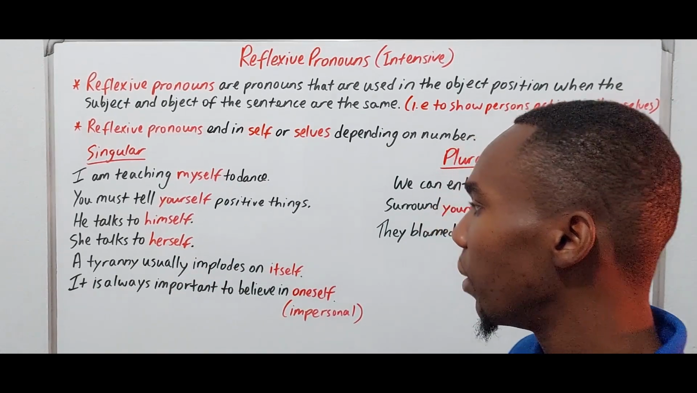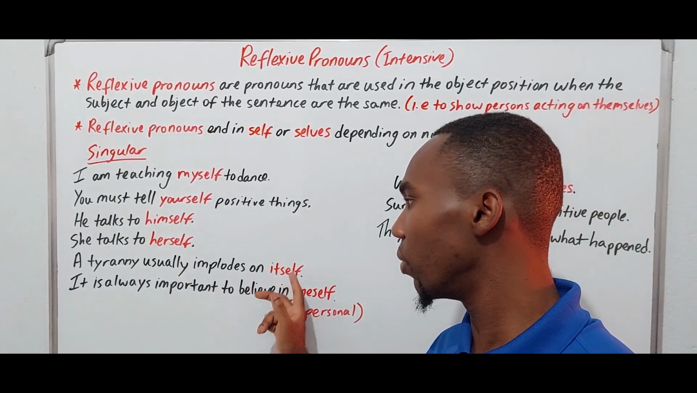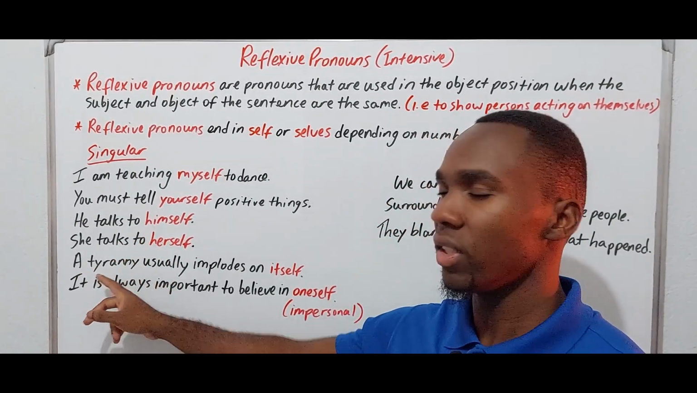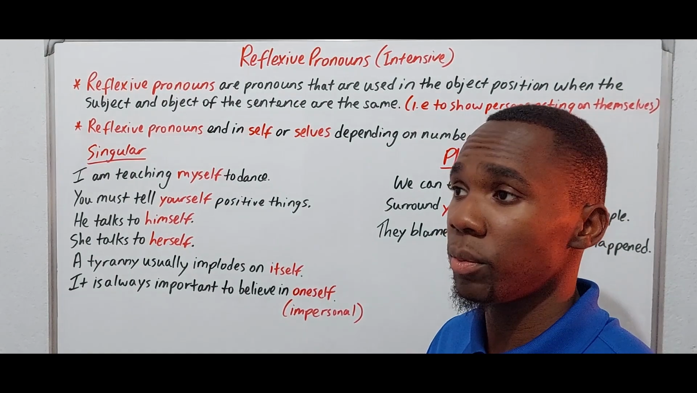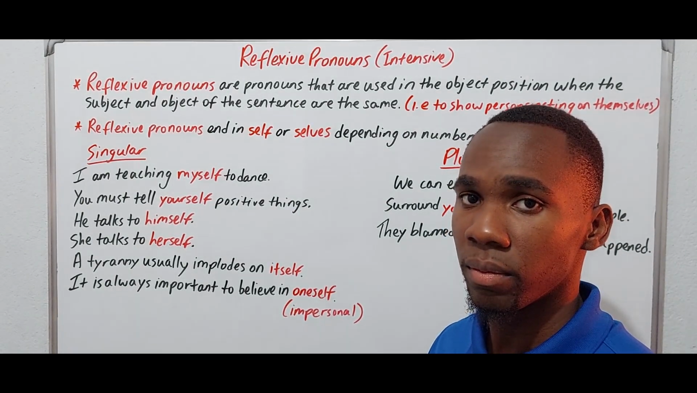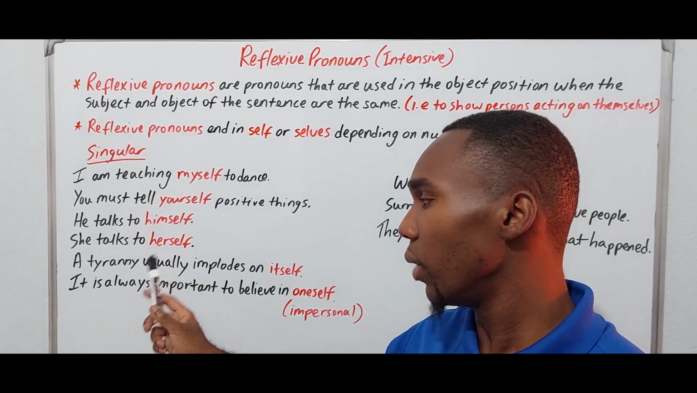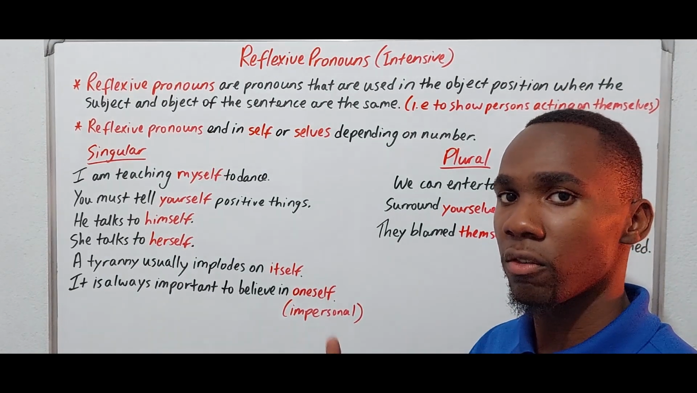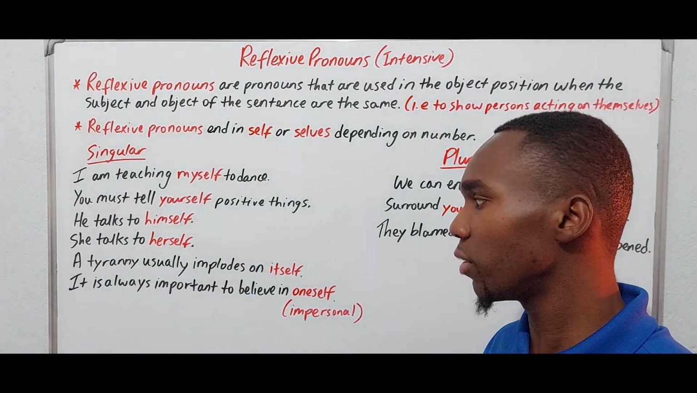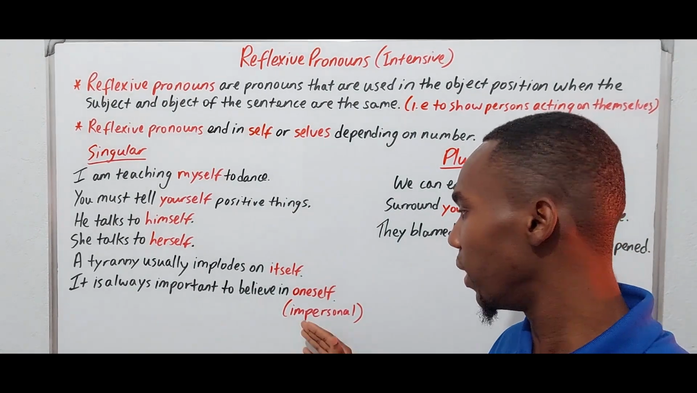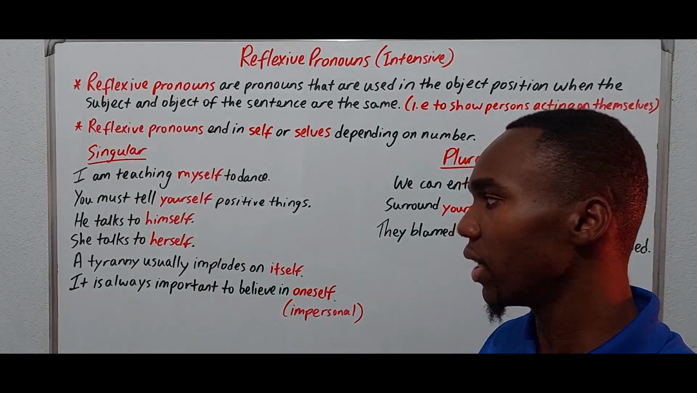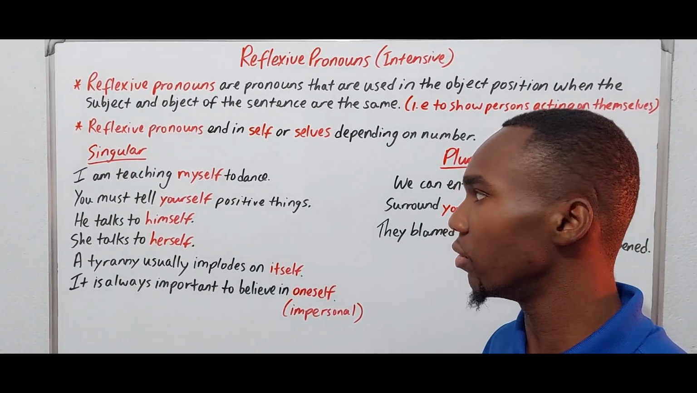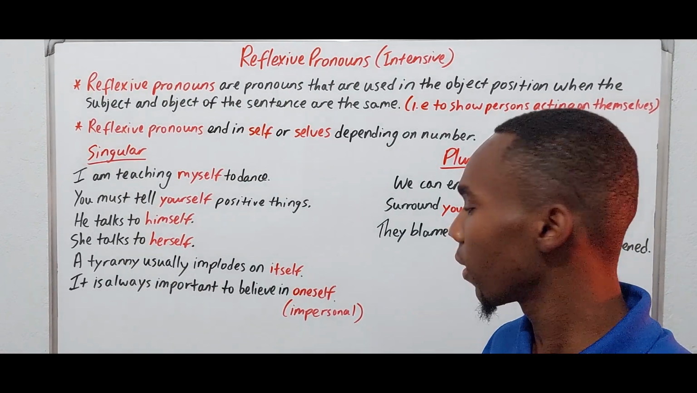A tyranny usually implodes on itself. So in this case, itself would correspond to a tyranny, which could be replaced by the subject pronoun it. Okay? Now, it is always important to believe in oneself. So oneself would be impersonal because it's not referring to a specific subject. The subject is not specified, right? So given that the subject was not specified, this would be the impersonal reflexive pronoun, right?